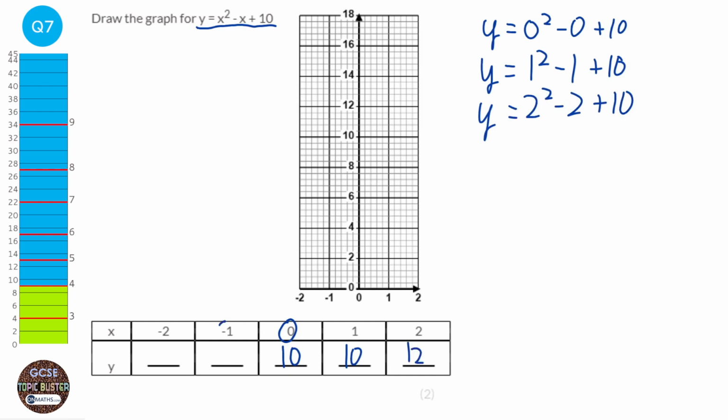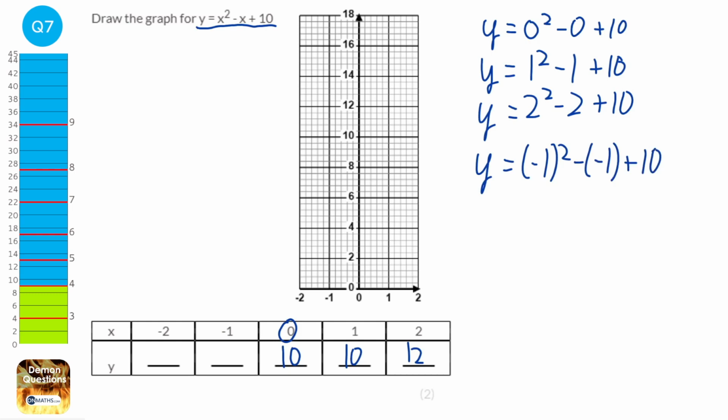Now we're going to do the negative, so we're going to look at minus 1. So it's y equals minus 1 squared, and it's going to be minus 1 plus 10. So a little bit more complicated here. Minus 1 squared is just 1. Now here you have two negatives together. When you have two negatives together, it makes a plus. So we've got 1 plus 1 plus 10, which is going to be 12.